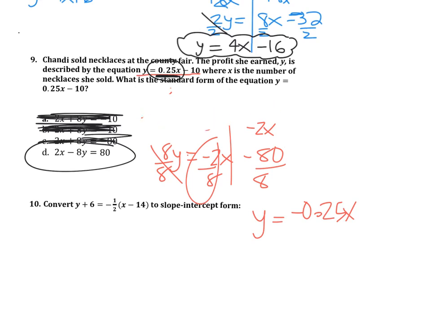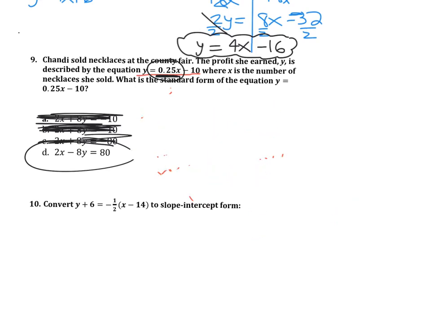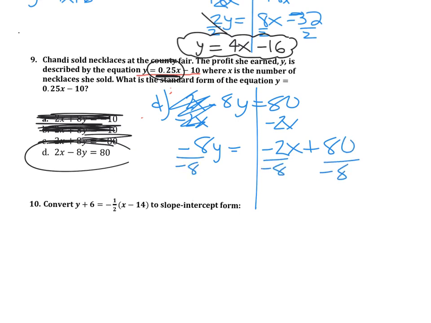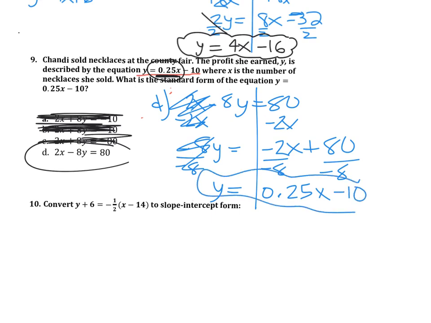I am going to take a second just to double check that D does work. 2x minus 8y equals 80. I subtract 2x from both sides. That makes a 0. I have negative 8y, don't forget the negative, equals negative 2x plus 80. I divide every number by negative 8. I get y equals 0.25x, positive because I have a negative divided by a negative. Positive 80 divided by negative 8 is negative 10. That matches. That is the right answer.